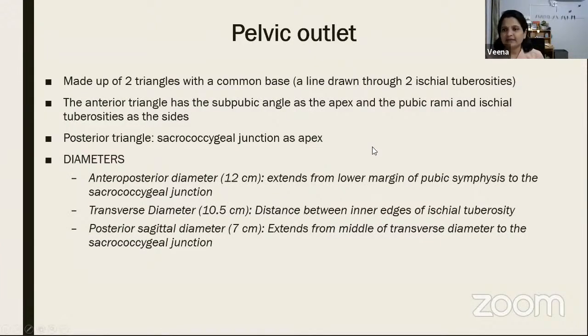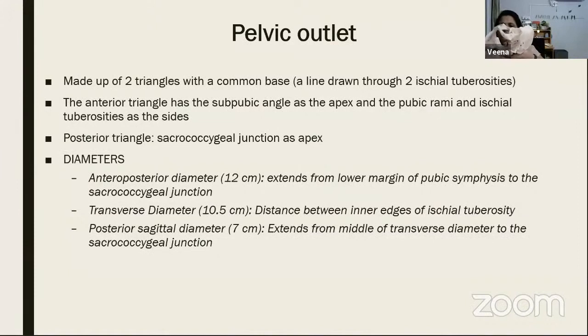Then we have pelvic outlet. Okay. Outlet again is made of two triangles with a common base. The base, the line which is common for both of them is a line drawn between the two ischial tuberosities. It's very difficult to show in this. Or let me remove this here. Okay, see, this is the two ischial tuberosities. You have one line here like this. Okay, this is the anterior triangle and this is the posterior triangle.